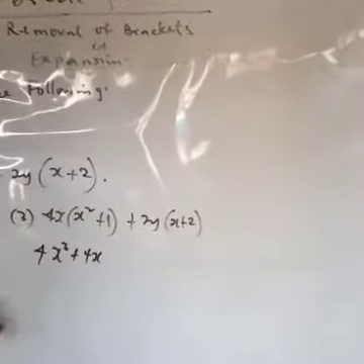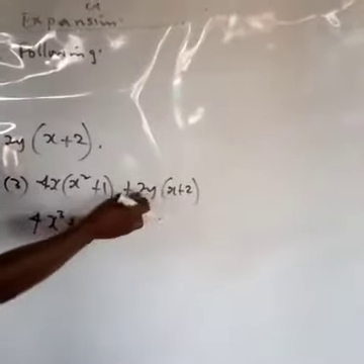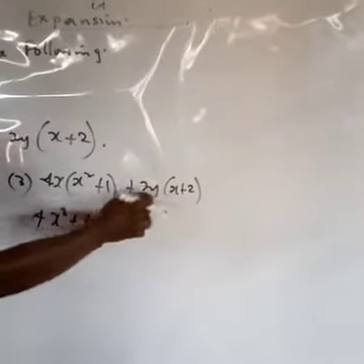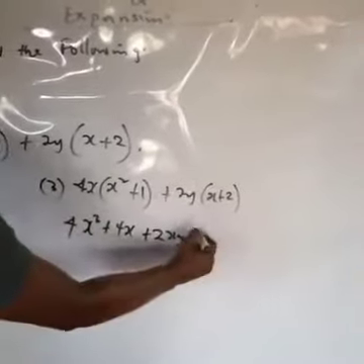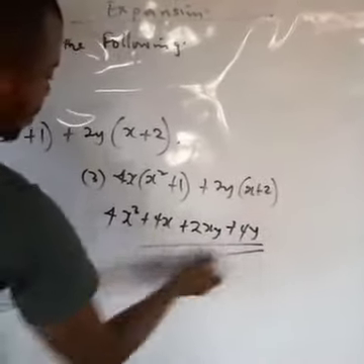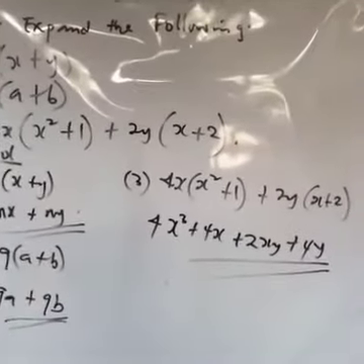So the bracket is already off. Let us remove this bracket as well. Plus 2 times 1 is 2, like I did here. Coefficient multiplied by coefficient. Y times s is sy. In the same vein, 2 times 2 is 4. Then y times y is y squared. So that's all about this. Removal of brackets.